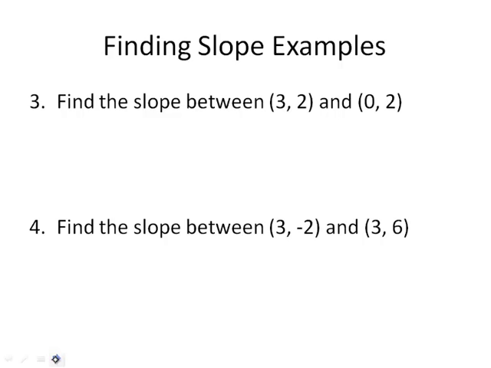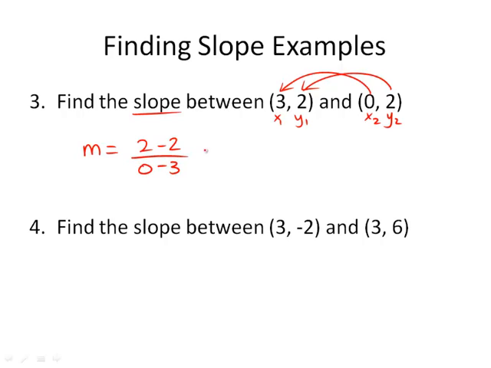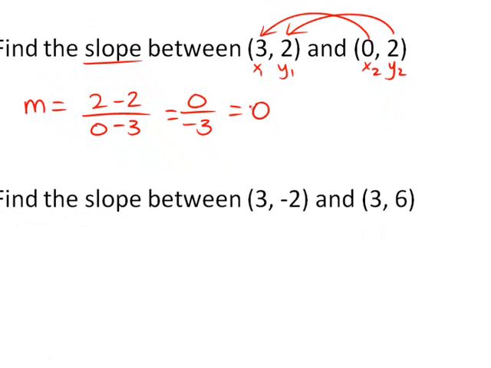Let's try some more points. Find the slope between the following. So you've got your x and your y, your x and your y. Point 1, point 2. Let's find the slope. I'm just going to subtract the way that the formula tells us to. 2 minus 2 over 0 minus 3, giving us 0 over negative 3, giving us 0. A slope of 0. What could that possibly look like?